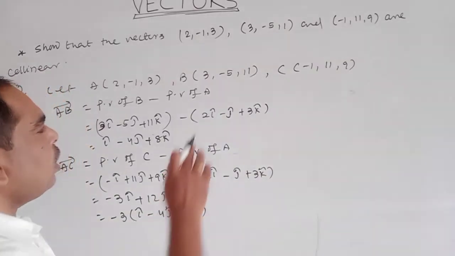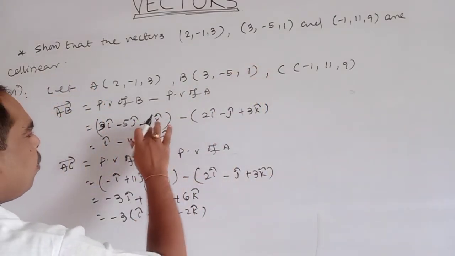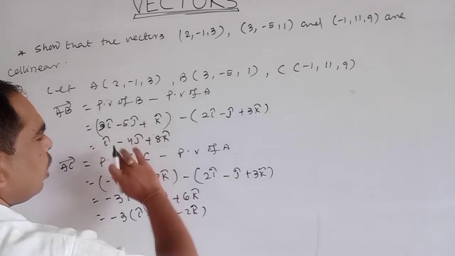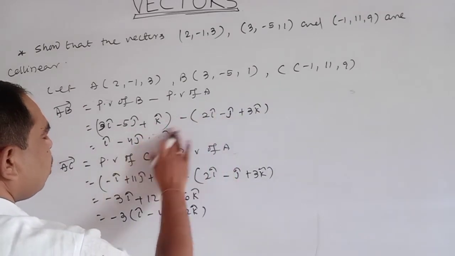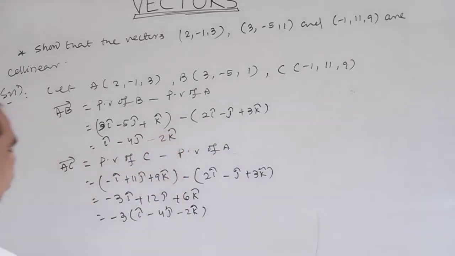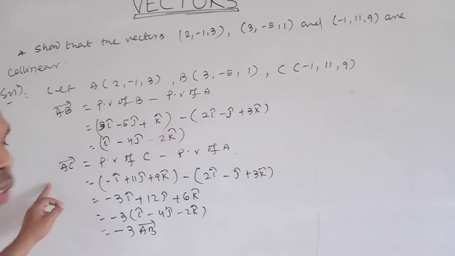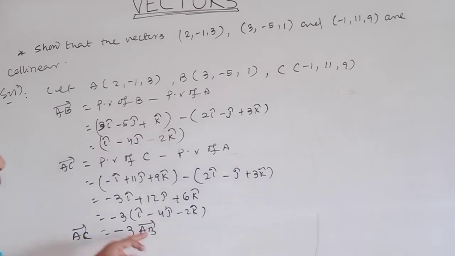Sorry, this is not 11. This is 1. So simply k, 1 into k. So k minus of minus 3k, so minus 2k. Okay, this is equal to minus 3 into this is AB vector. So minus 3 times AB vector. So AC vector is equal to minus 3 times AB vector.